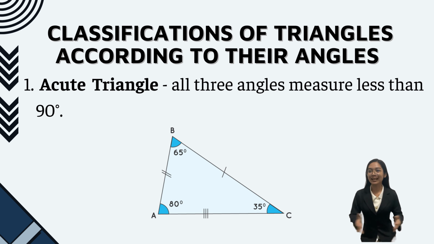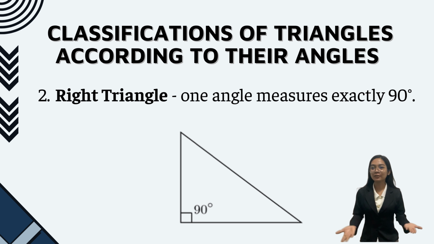The first one, class, is acute angle. So class, what is acute angle? Correct. Look at the triangle here. The angles are 65 degrees, 80 degrees, and 35 degrees. So class, are all of these angles less than 90 degrees? Correct.